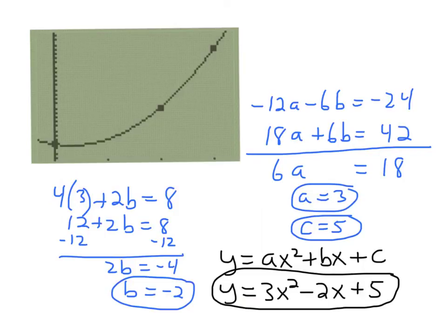So now you know a procedure that you can use to find a parabola or a quadratic function that passes through three given ordered pairs.